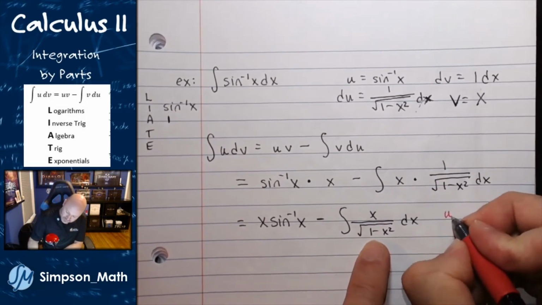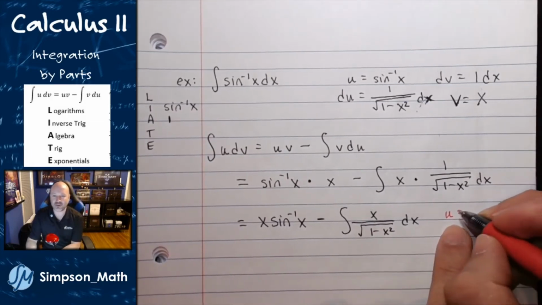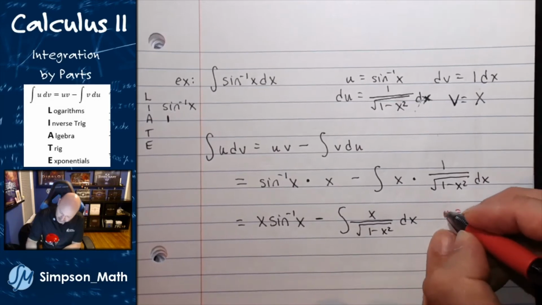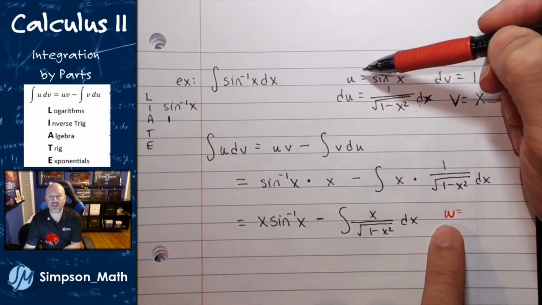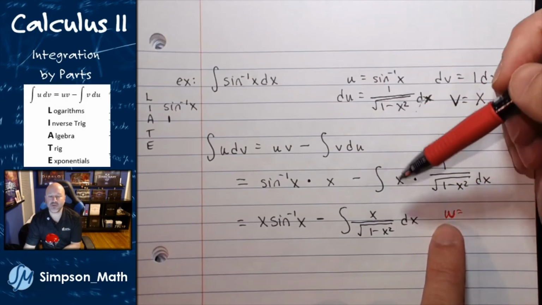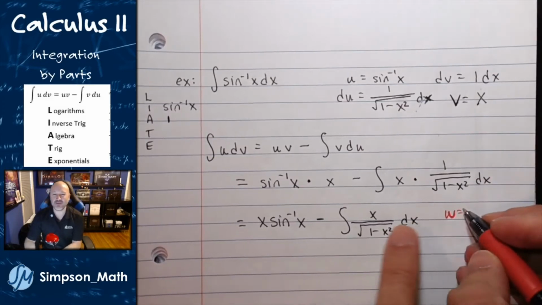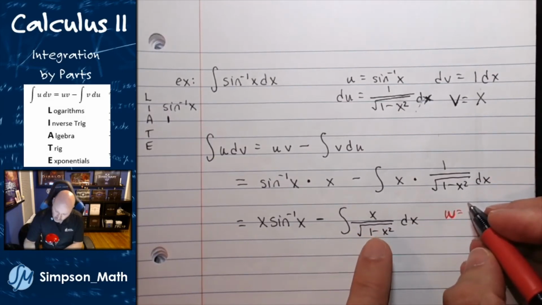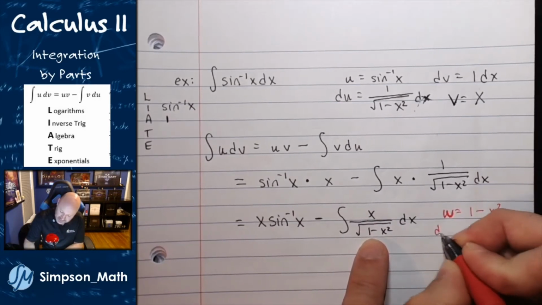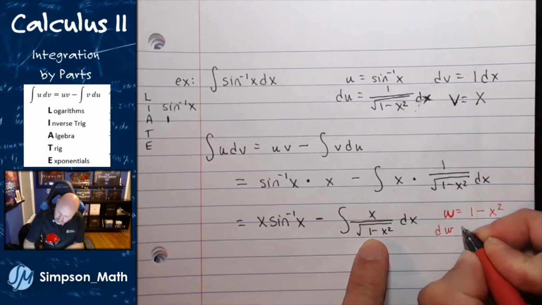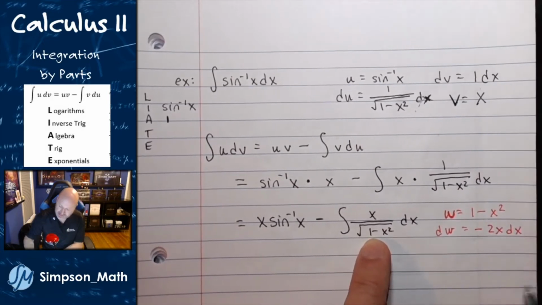Let's try that. If I let u, now don't let this be confusing. In fact, if you want to call this w, maybe that's better. I already have a u in this problem, so letting u be something else may be confusing. So w, another u, sounds really good. So I'm going to let w be this 1 minus x squared. So then dw is equal to a negative 2x dx.